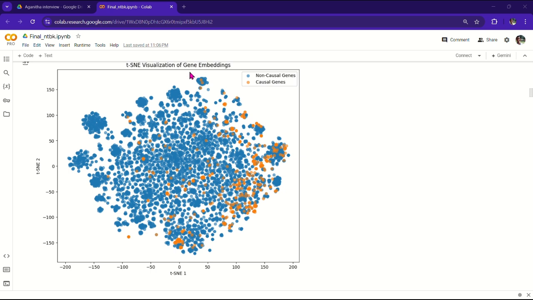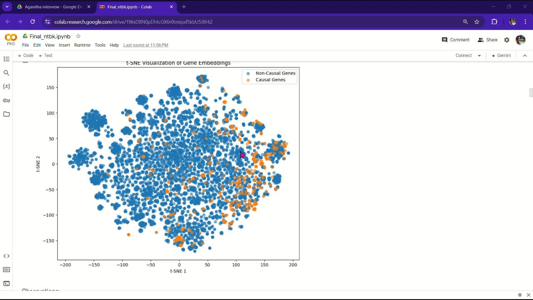So they are forming different gene clusters, but most of the causal genes and non-causal genes are overlapping. So we can say that the embeddings of the causal and non-causal genes are not so different from each other; they don't have much variation. One possibility is that causal and non-causal genes are acting together, meaning these are a cascade of actions.